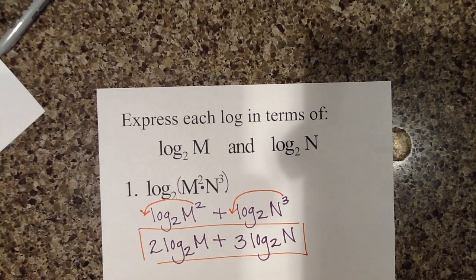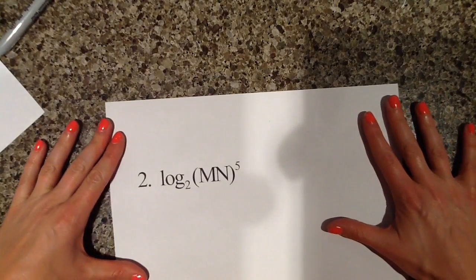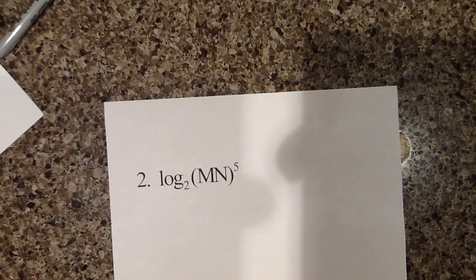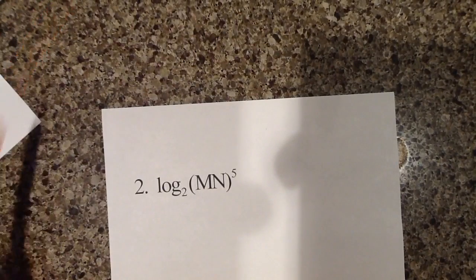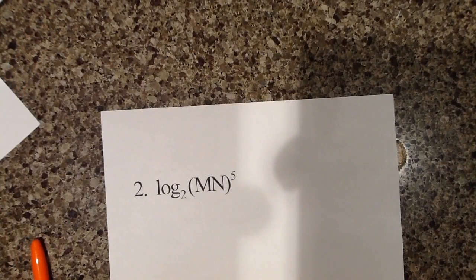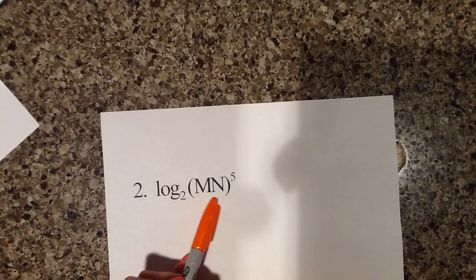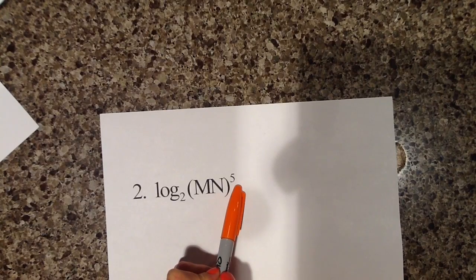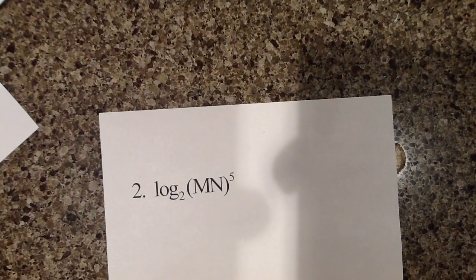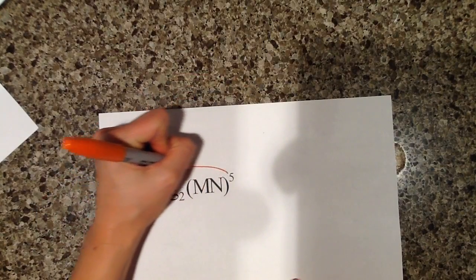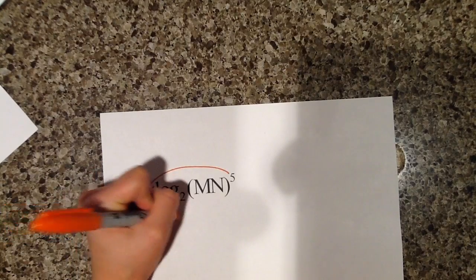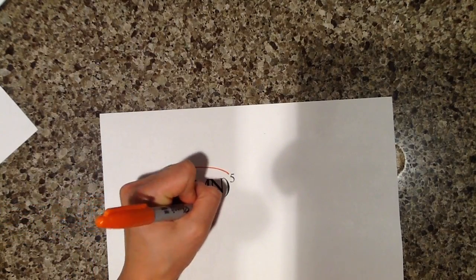Okay, so let's go ahead and try a second example here. If you want to give it a try yourselves, remember you can pause the video and give it a shot, and then you can always fast forward to catch up to the answer after you've given it a try. Since now the entire product is being raised to the exponent of 5, I'm going to bring the 5 down first. So we're going to have 5 times log base 2 of mn.